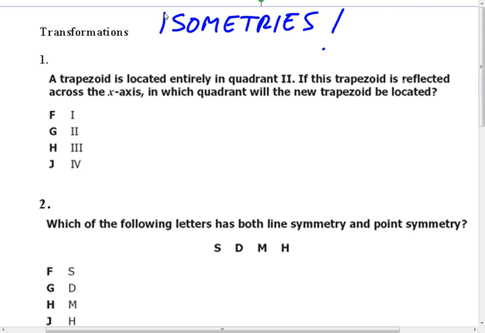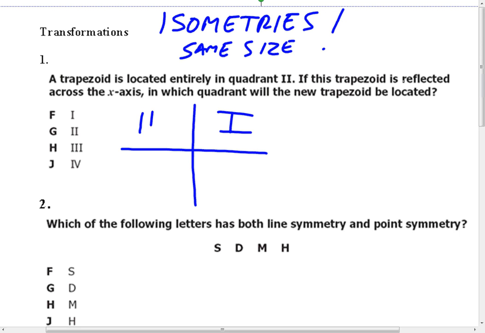So we have same size, flips, turns, and slides: reflections, rotations, translations. You can know all the geometry in the world, but if you don't remember that your quadrants are 1, 2, 3, and 4, then you're not going to get this right. Make sure you know your quadrants. The trapezoid is located in quadrant 2. I'm up here.